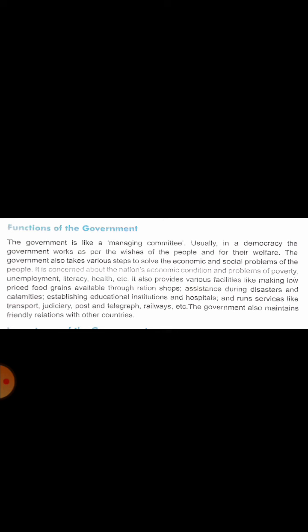What is the meaning of a democracy? One word is written there, democracy. What is the meaning of democracy? We, the people, will select our government. There is no hidden election or something like that. We will select our leaders, which means we will select our government. That is called democracy: for the people, by the people, of the people.